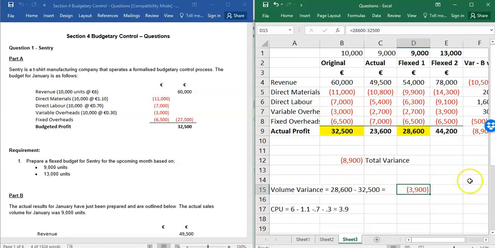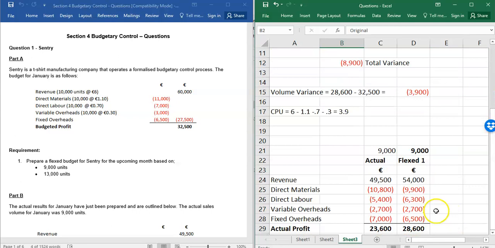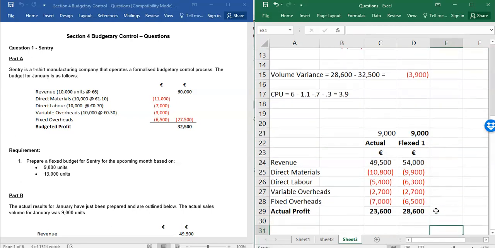But now we get to the more important variances. If we've gone from original to flexed, that explains some of it. We're now going to go flex to actual. So we're bringing in a new step. Instead of comparing original to actual and getting misleading variances, as we've done earlier, we're now going to compare like for like. And this is a much fairer comparison.